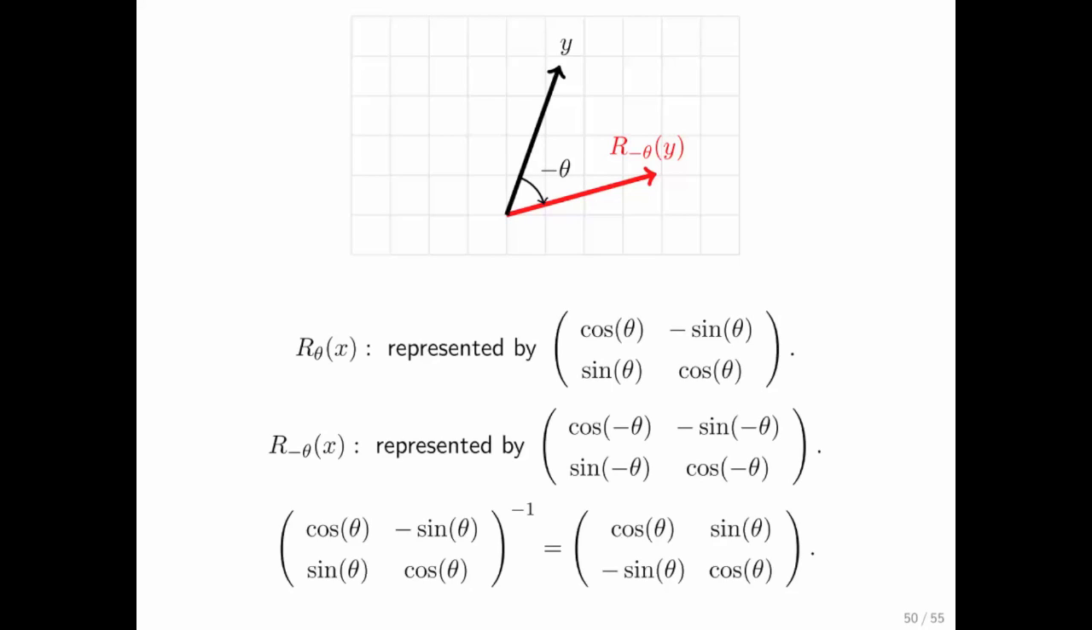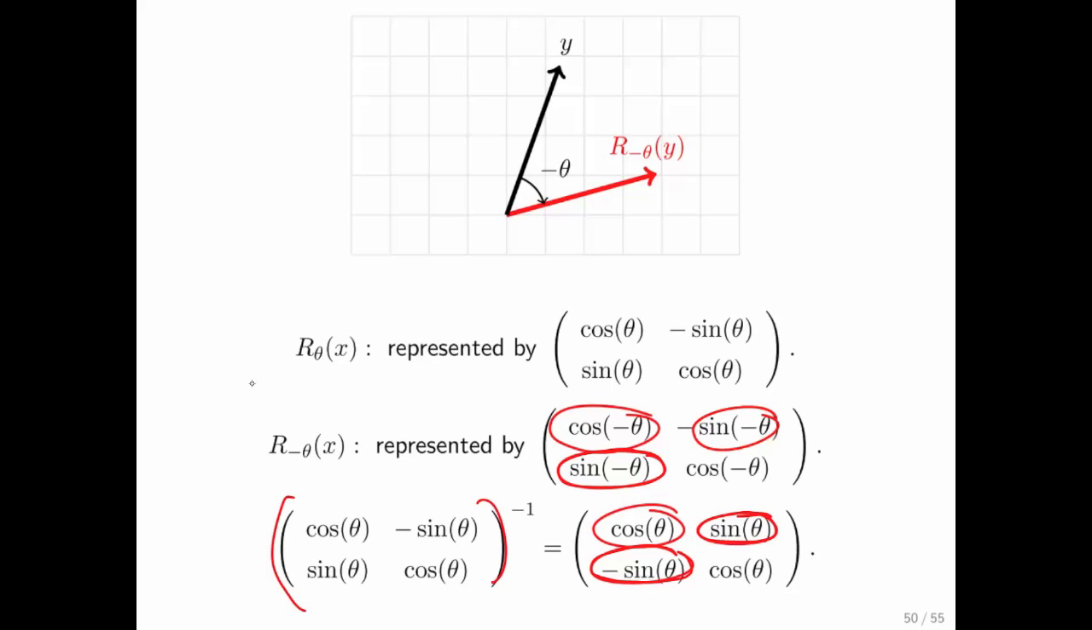Finally, you may remember from high school geometry or trigonometry that the cosine of minus theta is just the cosine of theta, and that the sine of minus theta is just minus the sine of theta. And therefore we conclude that the inverse of this matrix right here is given by this matrix right here.